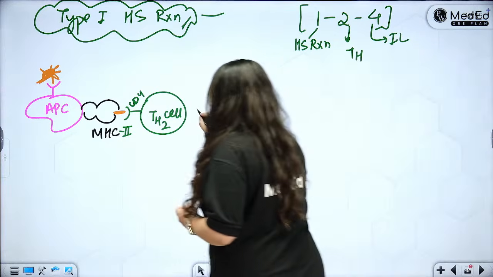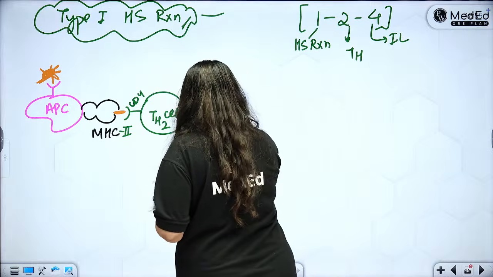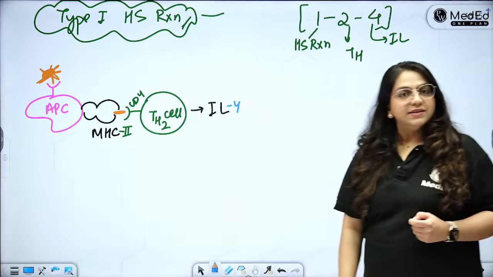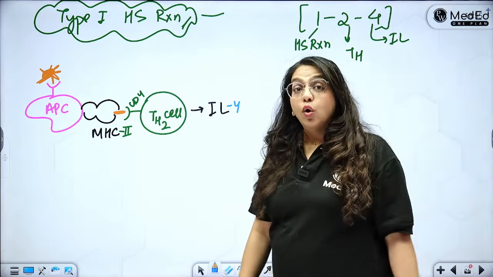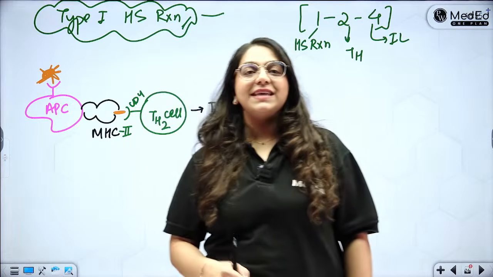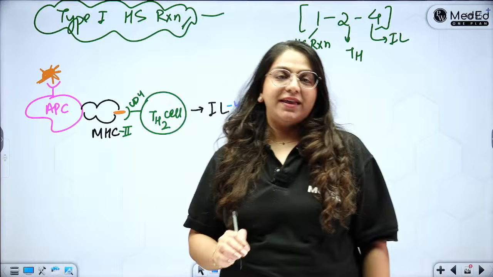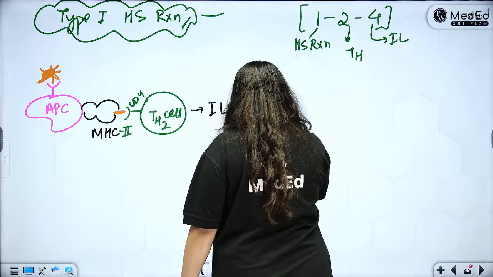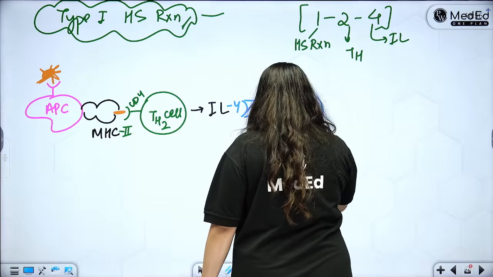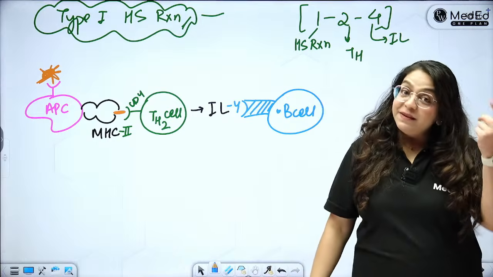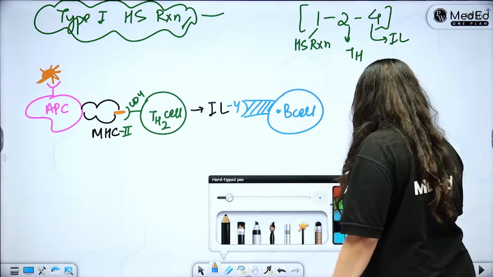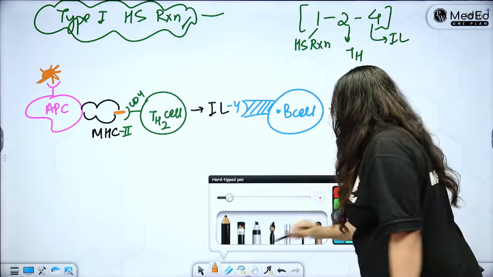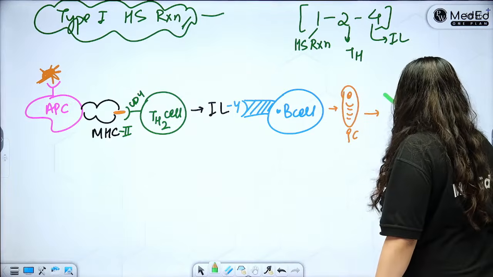So T helper 2 has now released interleukin 4. Which interleukin? 1 2 ka 4, interleukin 4. Interleukin 4 will go and whisper in the ear of the B cell. Interleukin 4 will go and activate the B cell. What will the B cell do? The B cell will activate into a plasma cell. The plasma cell will produce antibodies. What are these antibodies?